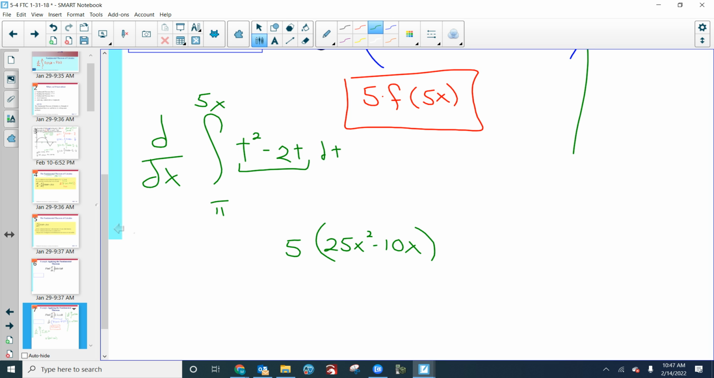Does that make any sense? Could I check that answer? Question. Could I take the antiderivative of t squared? What would I get? 1/3 t cubed minus t squared plus c. Plug in 5x, plug in pi, subtract, get a function, but then you're taking the derivative of that, aren't you? This is what you would get. Does that make any sense at all? Okay.